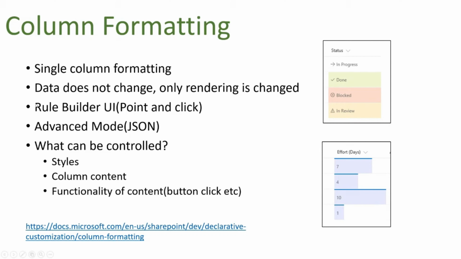And as I said, there are two options to do this. One is the rule builder UI, wherein we can point and click and apply some rules to do things, which we will be seeing. And there is an advanced mode, which is basically the JSON mode.